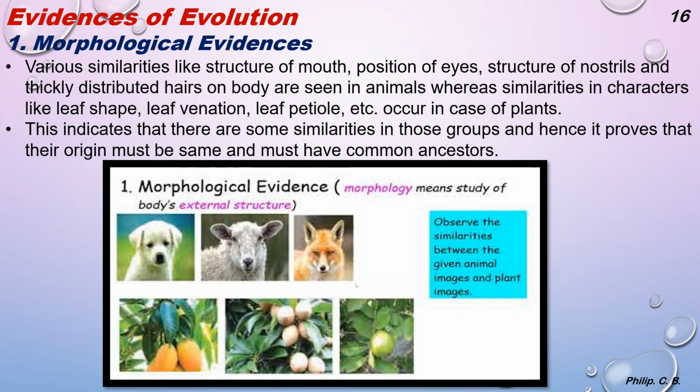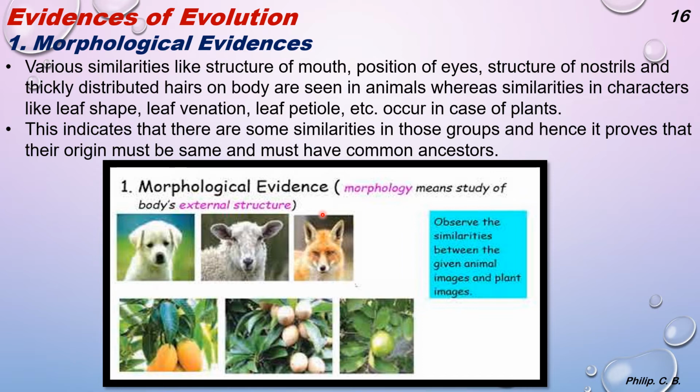Now, evidences of evolution. To confirm evolution or to provide evidences, there are a few things which you are going to learn. That is, firstly, morphological evidence. Now students, what is morphology? See the image which is given in the textbook. Morphology means the study of the body's external features, that is outer appearance, how the animals and plants look.